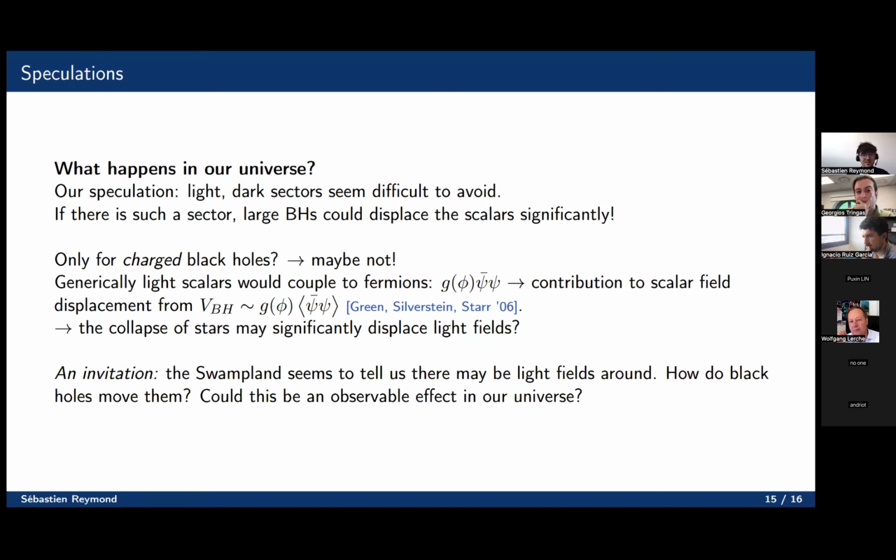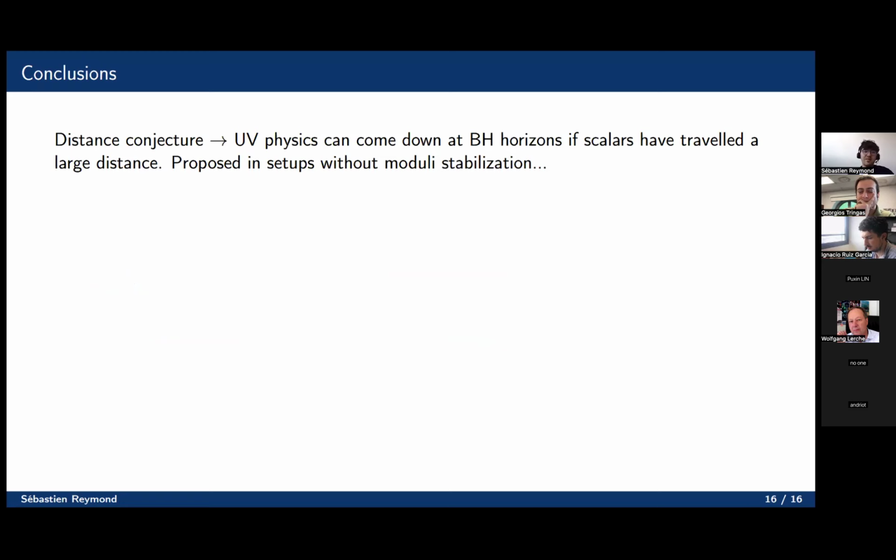So as an invitation, the Swampland seems to tell us that there may be light fields around. How do black holes move them? And could this be an observable effect in our universe? So finally, to conclude, what we know is that the distance conjecture tells us that UV physics can come down at black hole horizons if scalars have traveled a large distance. This was initially proposed in setups without moduli stabilization, and what we did is to try to expand it to cases with moduli stabilization.